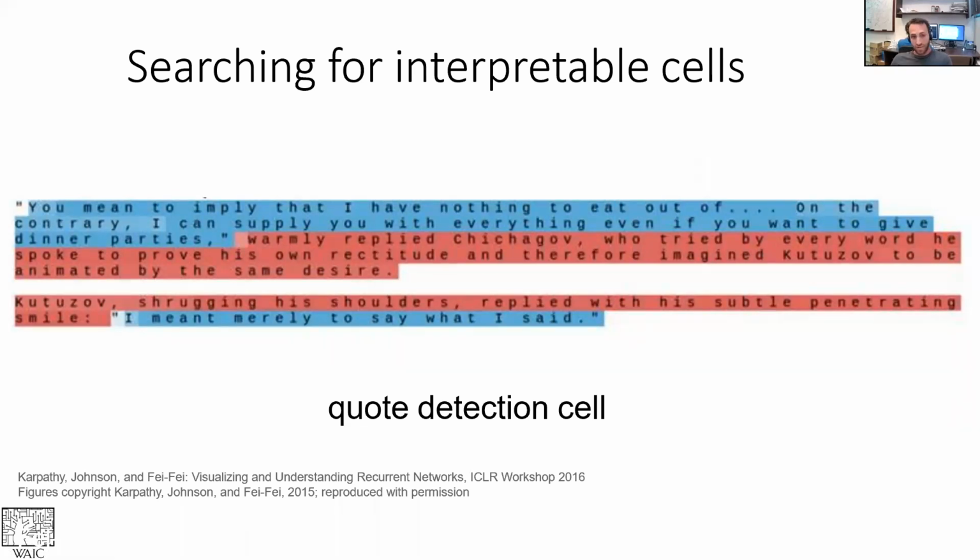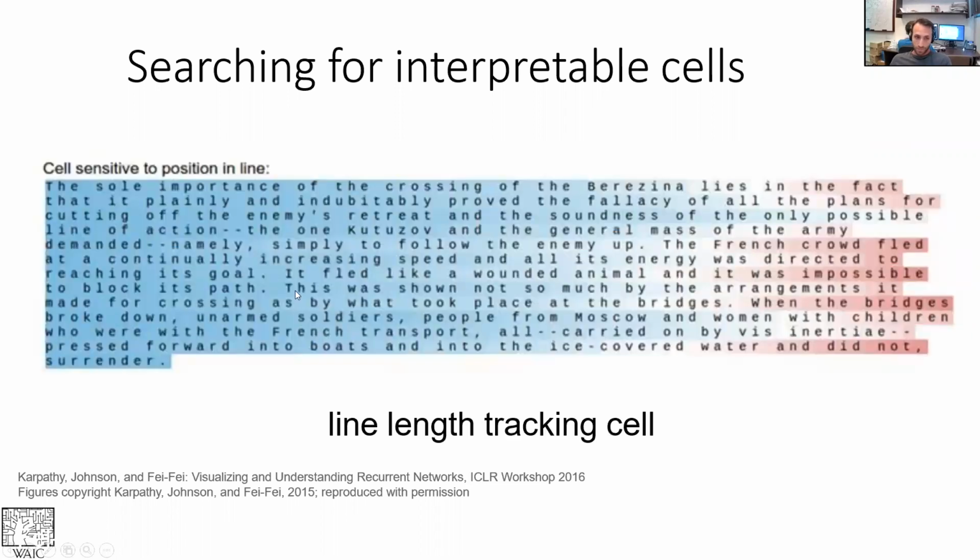So in this sequence, we see that the specific RNN cell starts to activate inside a quotation and stops the activation when the quotation ends. And we can think about this as the quote detection cell. The authors also showed a different cell that gets activated as we go deeper and deeper in the sequence length. And this can be thought of as a line tracking cell.